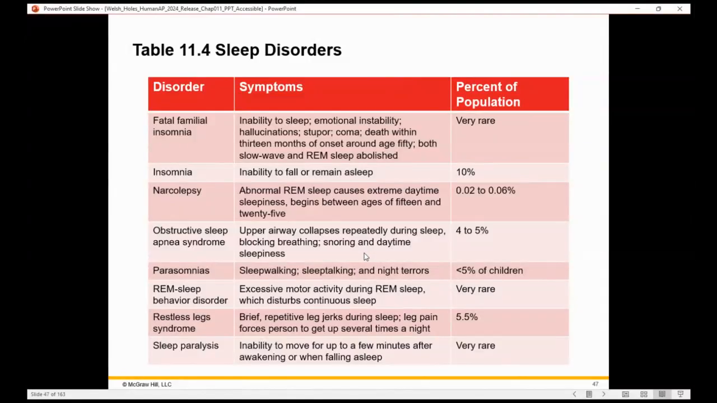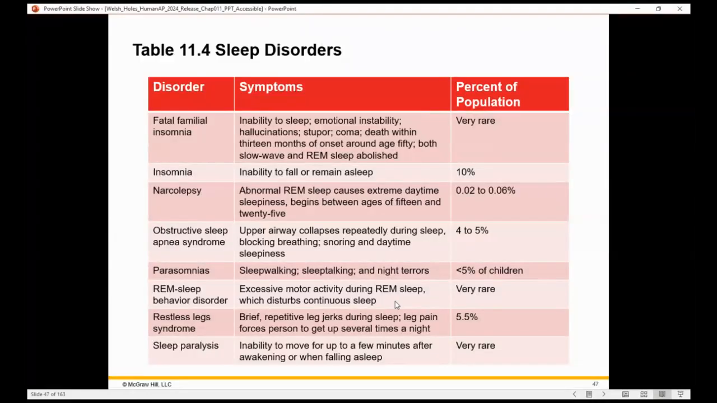Obstructive sleep apnea syndrome. The upper airway collapses repeatedly during sleep, and it blocks breathing. Snoring and daytime sleepiness are common for this. This occurs in 4 to 5% of people. Parasomnias. This is sleepwalking or sleep talking or night terrors, and this occurs most often in children, but only in less than 5%.